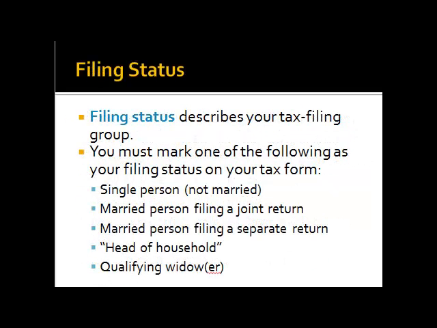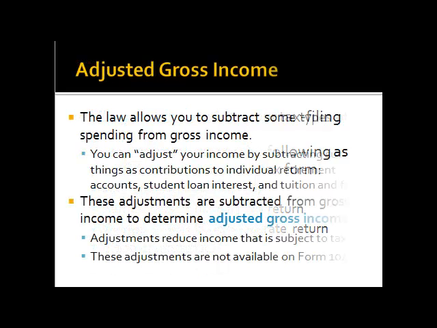Filing status describes your tax filing group. Okay. You must mark one of these as your filing status on your tax form. You can check single person, which means you're not married, a married person filing a joint return, a married person filing a separate return, head of household, or qualifying widow or widower.